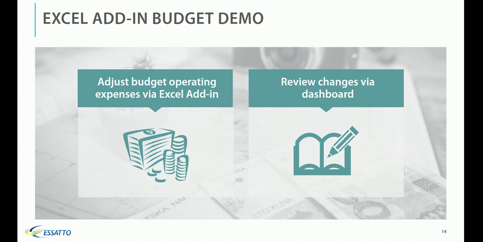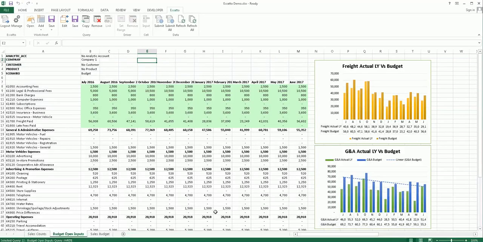So we're going to take a look at the Essatto Excel add-in, and we're going to do some adjustments, and then we're going to review those adjustments that we make via an Essatto report. So this is the Essatto Excel add-in tab. It's an additional tab that appears on your Excel ribbon. You can see that there are many options here. The key ones are the ability for a user to submit and refresh data directly from the Essatto warehouse. So it's a direct connection back to Essatto.